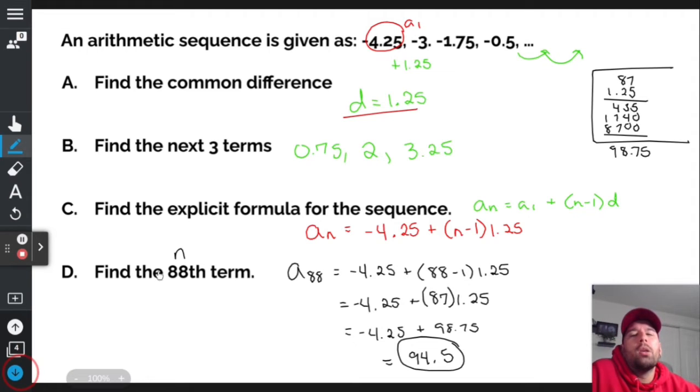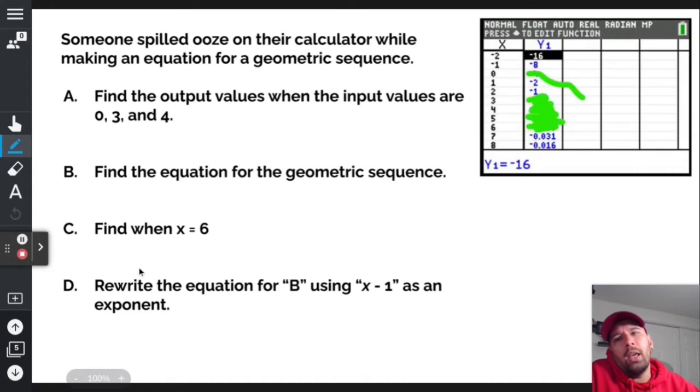Next one. We've got ourselves someone spilled ooze on their calculator. What were these, Ninja Turtles using math stuff? While making an equation for a geometric sequence.